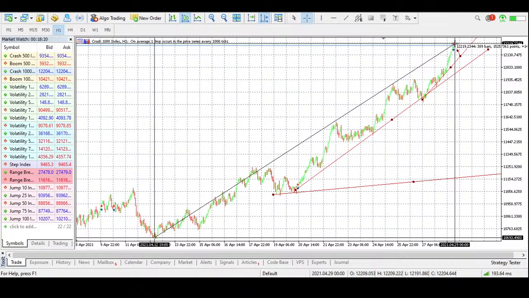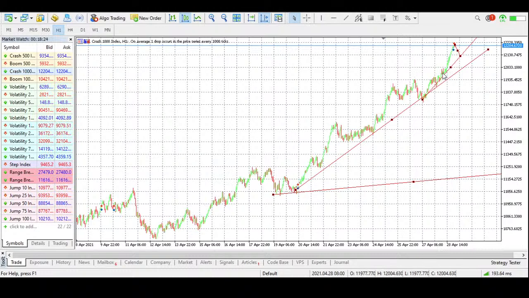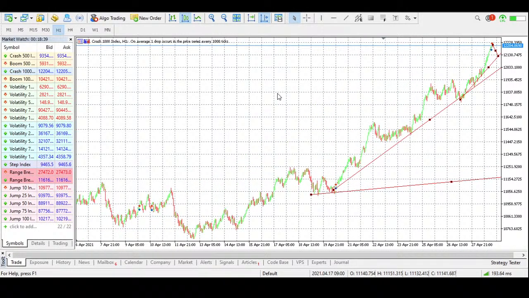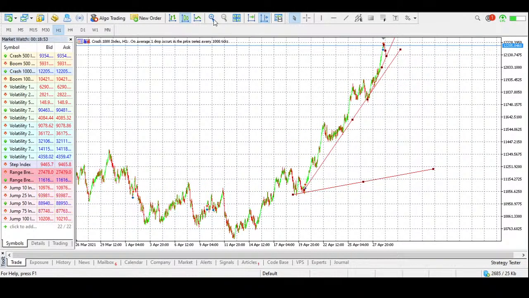And the funny thing is that the trades you leave to run end up in losses, but the trades you check often give small profits. Exactly. This is like cryptocurrency. Crash 1000 is behaving like the cryptocurrency market. It's buy and hold.